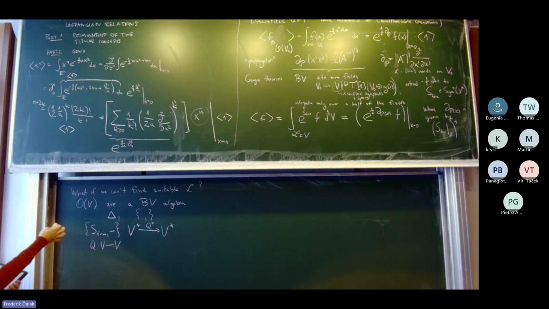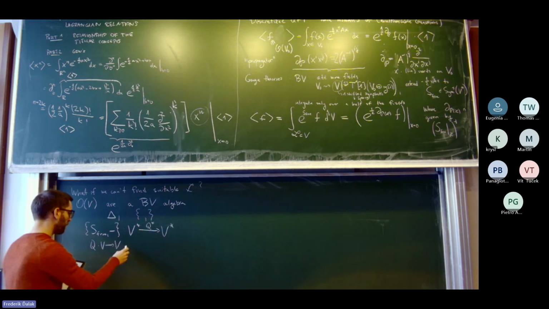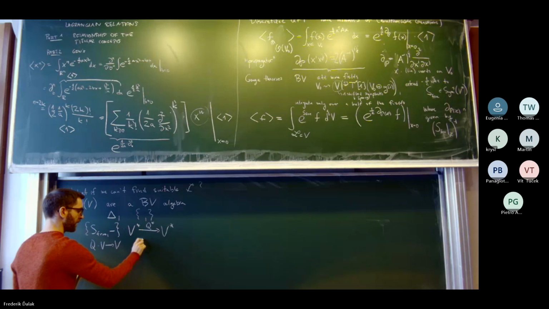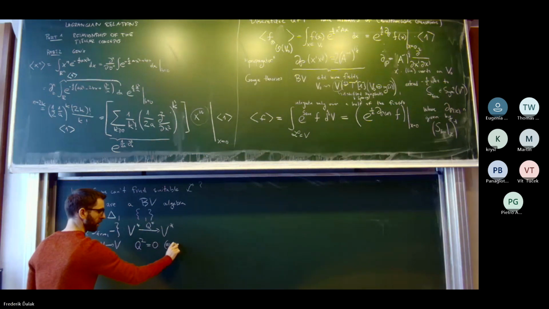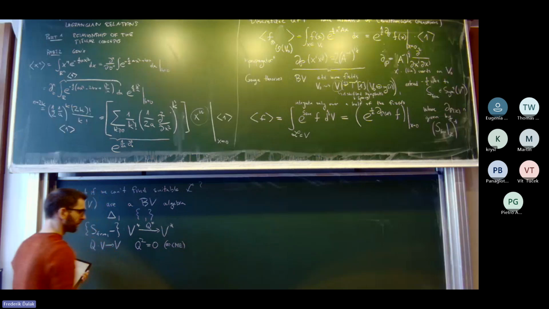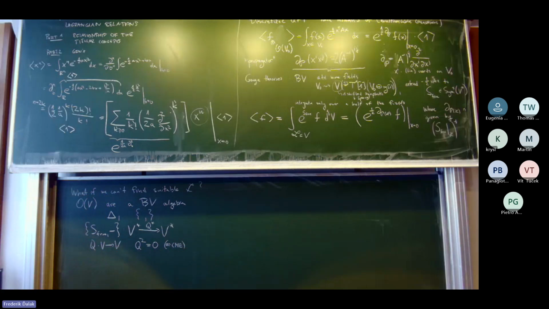And there's a condition we put in, which I didn't write down, the classical master equation, which says that Q square is 0. It's equivalent to classical. And we always impose this.